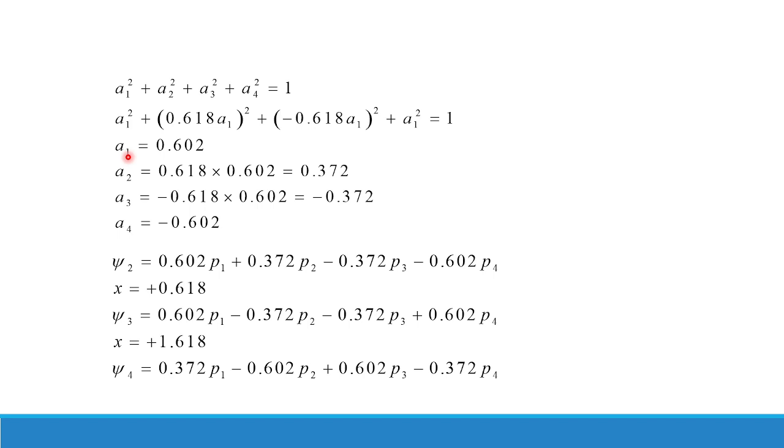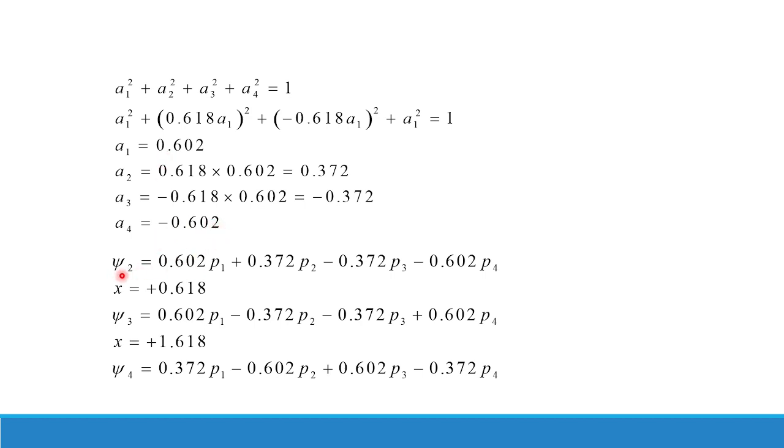So if we calculate the value, then a1 is equal to 0.602, a2 is equal to 0.618 multiplied by 0.602, so it would be equal to 0.372. Then a3 is equal to minus 0.618 multiplied by 0.602, so that is equal to minus 0.372. And since a4 is equal to minus a1, it would be equal to minus 0.602.